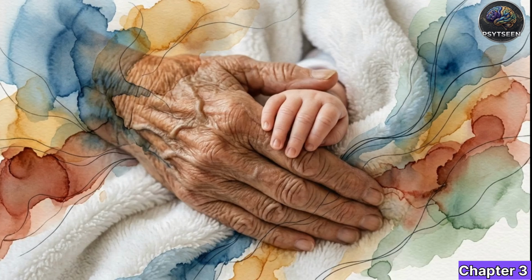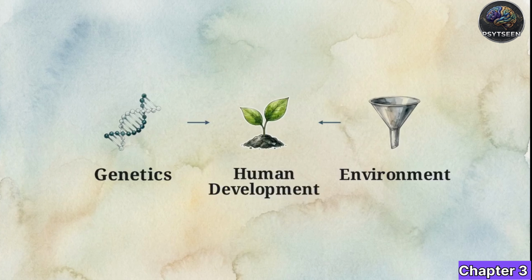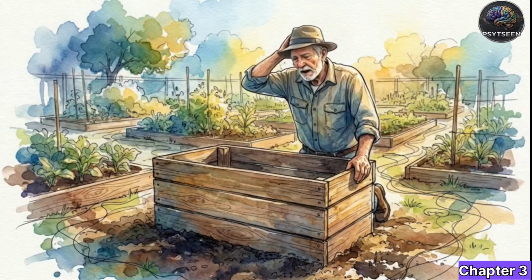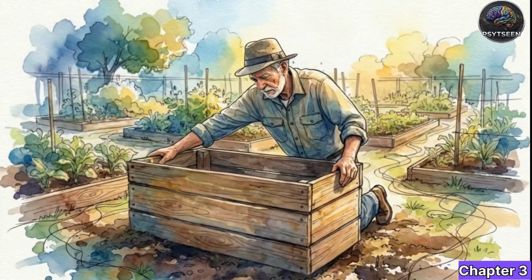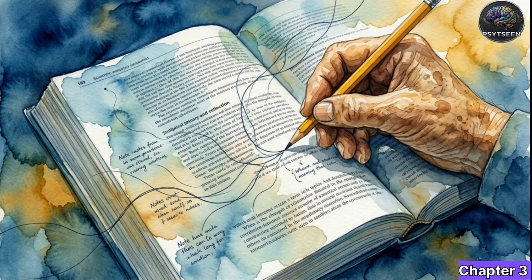From the first reflexes of a newborn to the wisdom of later years, our development remains a constant negotiation between the genes we inherit and the environments we inhabit. Because we continue to change in the way we think and relate to others until the very end, a human being is never a finished product. We are an active work in progress.